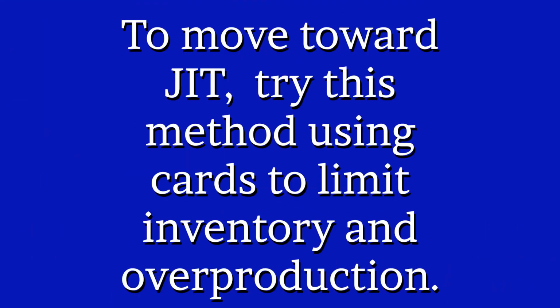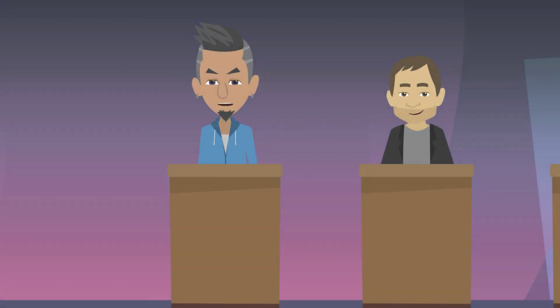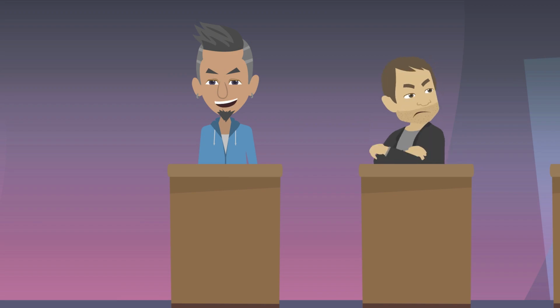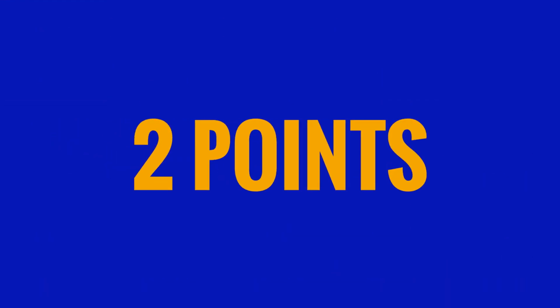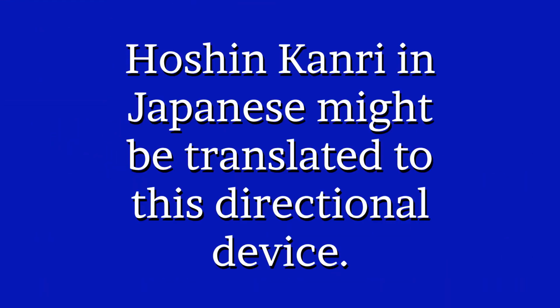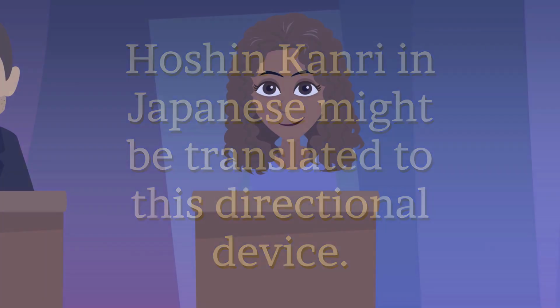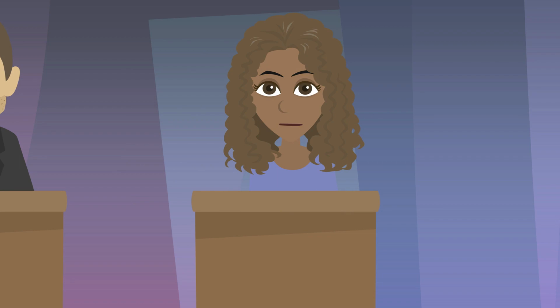To move toward just-in-time, try this method using cards to limit inventory and overproduction. What is a pull system using Kanban? Hoshin Kanri in Japanese might be translated to this directional device. What is a compass?